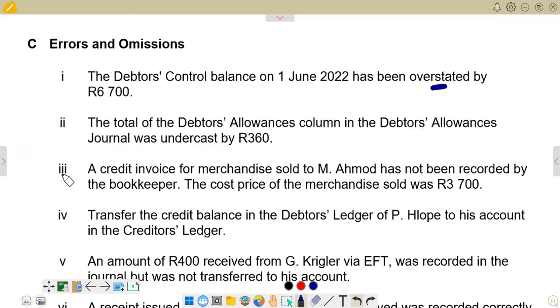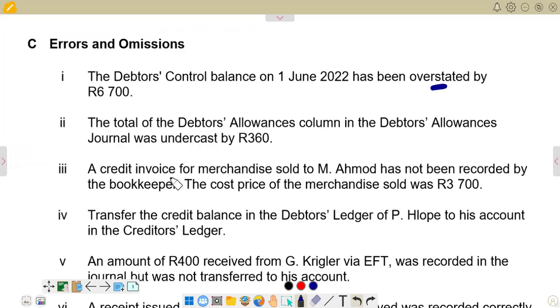So if you go to item 3, saying a credit invoice for merchandise sold to M. Armot has not been recorded by the bookkeeper. The cost price of the merchandise sold was 3,700. So what does it mean? It means this is an invoice that was omitted. So this was supposed to be part of sales.